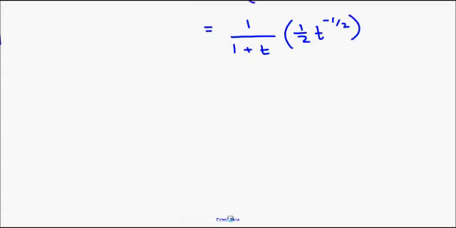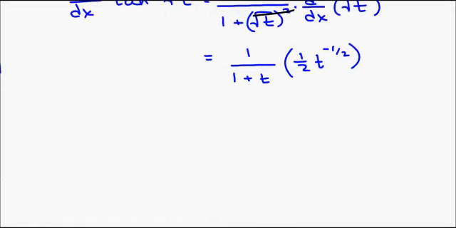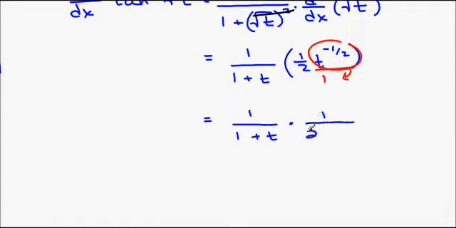Which I can rewrite again. Remember, negative exponents I can rewrite on the opposite side of my fraction bar. So that would move down there. So I have 1 over 1 plus t times 1 over, I have a 2, and now I have my t to the 1/2, or square root t. Okay, this is the derivative.